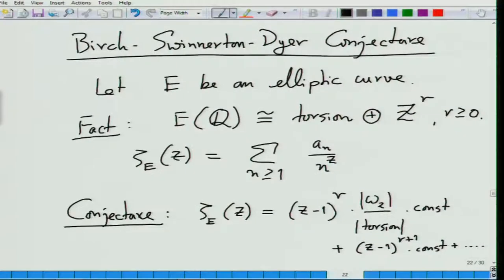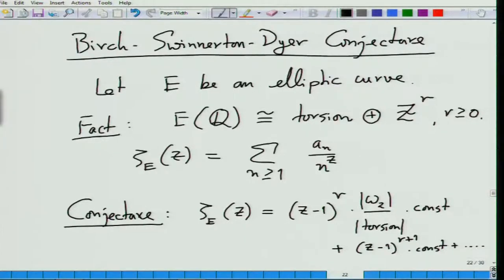I mean, for example, the fact that the zeta function satisfies the functional equation is itself of recent vintage, right, 1990s. So at that point, it was not even clear whether there is a functional equation here, and there was no real reason to believe why it should have a zero and the order should be precisely R.